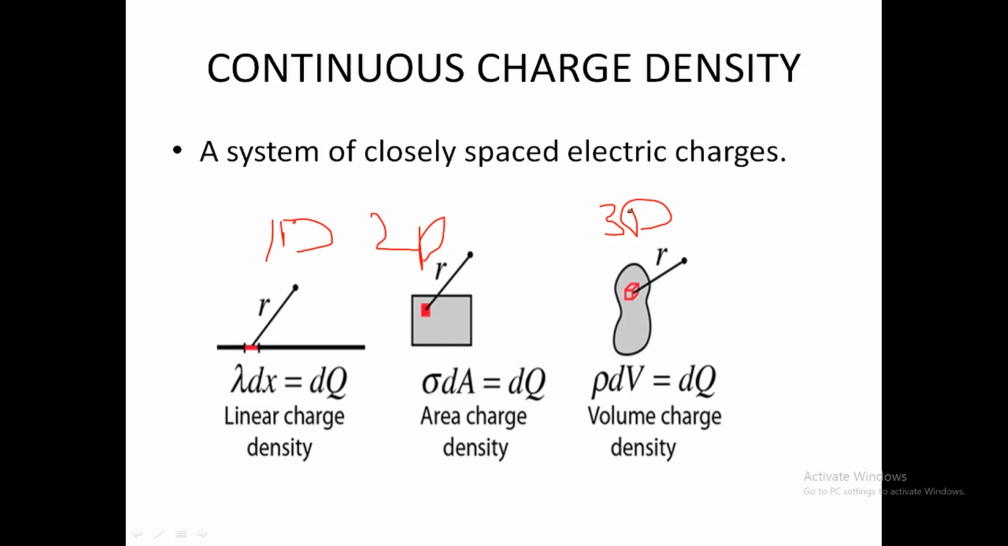It is denoted by lambda. So it is the number of charges in a given linear distance. In the case of area, it is the number of charges in a given area, and the number of charges in a given volume in the case of three dimensions. It is a simple concept, but these relations will be useful to simplify your electric field or electrostatic force formulas further. That is the importance of these formulas or these relationships.